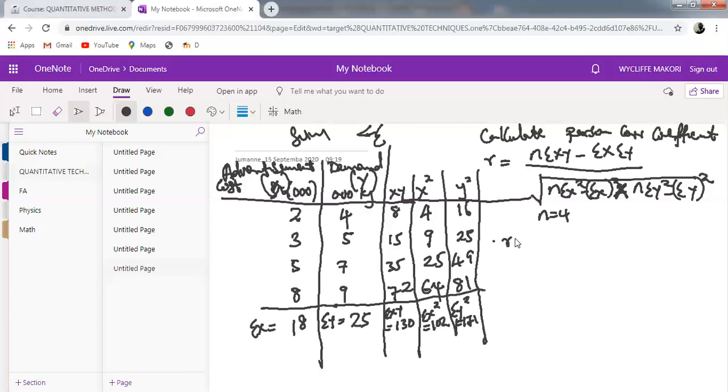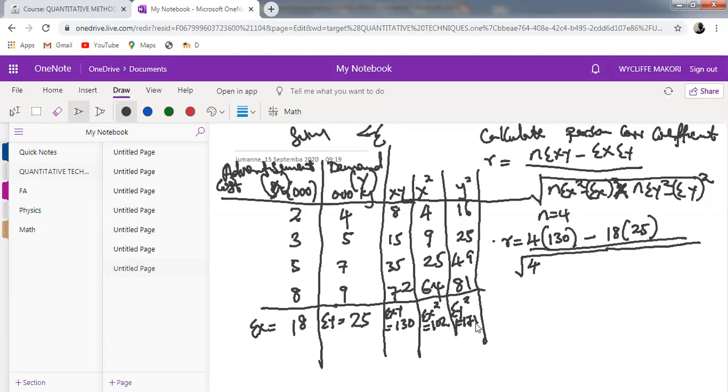So our r will be given by 4, which is the value of n, times the summation of xy, which is 130, minus the summation of x times the summation of y. The summation of x is 18 times the summation of y, which is 25, over n, which is actually 4, but don't forget to put the square root here. Don't forget to put the square root there.